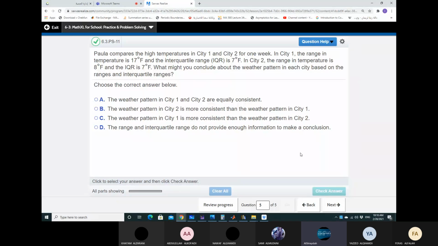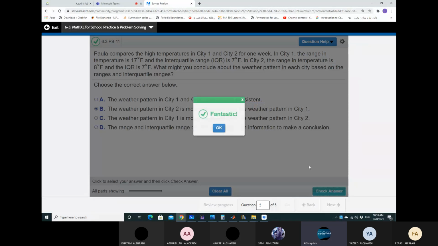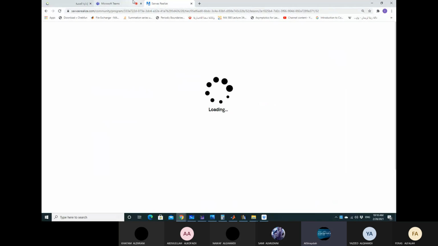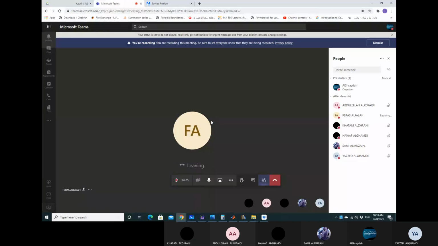Here we have equal interquartile ranges and we have different ranges. So the variability in city 1 is more. So we can say that the weather pattern in city 2 is more consistent than the weather pattern in city 1. Okay? So I think this is the correct answer. As you can see, the questions are very easy.